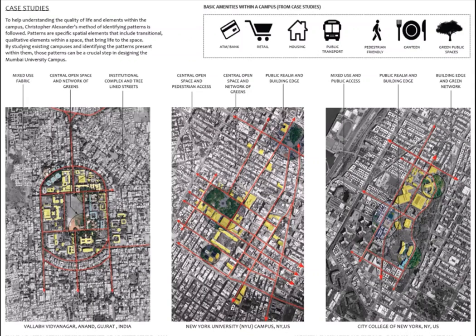To help understand the quality of life and elements within the campus, Christopher Alexander's method of identifying patterns is followed. Patterns are specific spatial elements that include transitional, qualitative elements within a space that bring life to the space. By studying existing campuses and identifying patterns present within them, these patterns can be a crucial step in designing the Mumbai University campus.